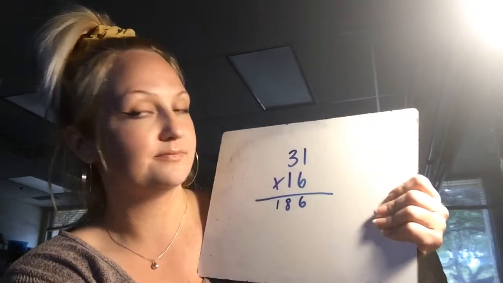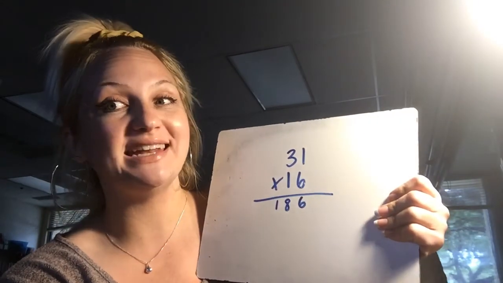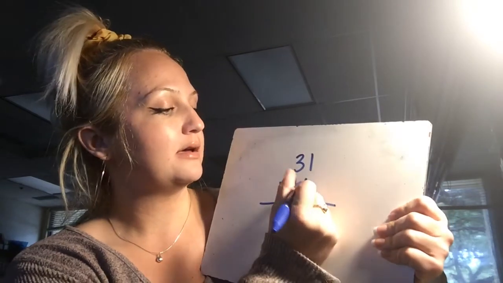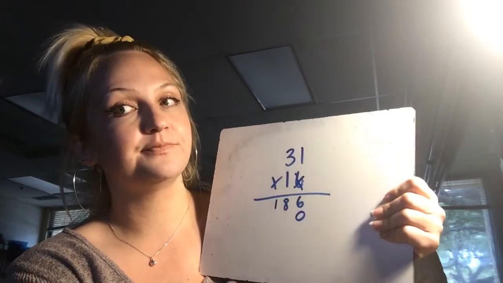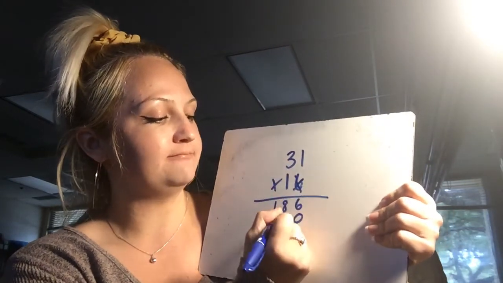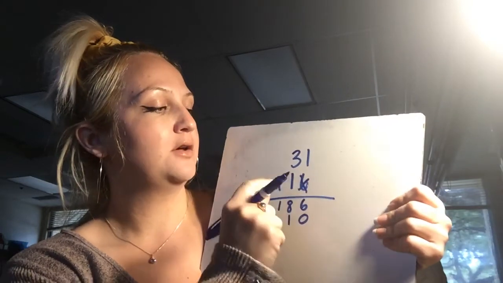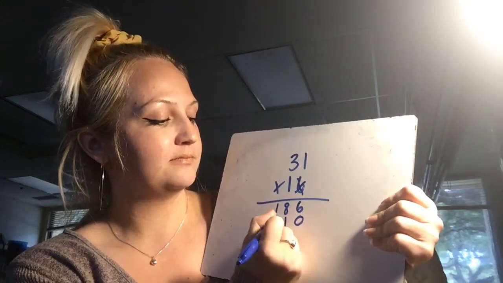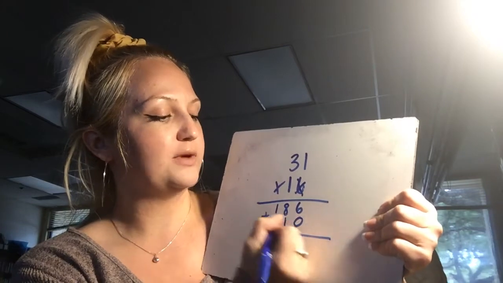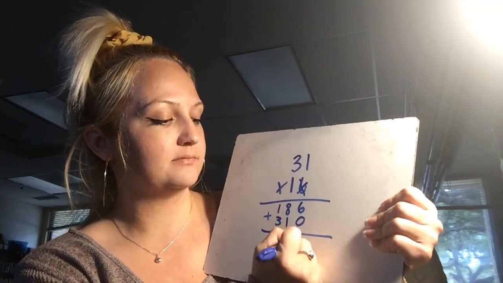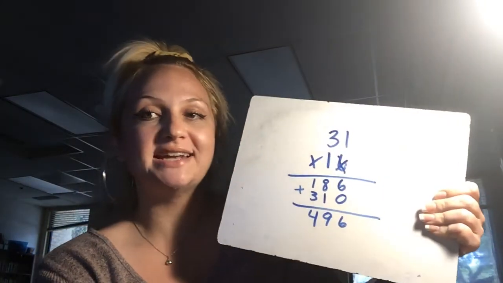18. We're done with this, so now we need to X and O. X and O. 1 times 1 is 1. 1 times 3 is 3. We put them together. 496 is your answer.